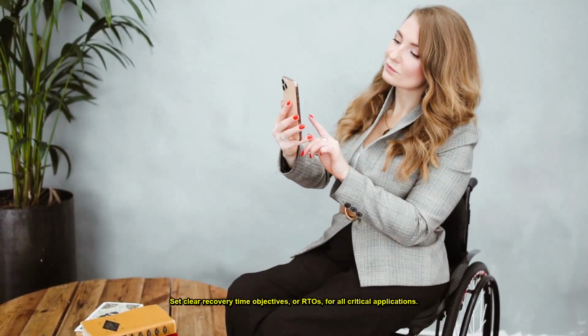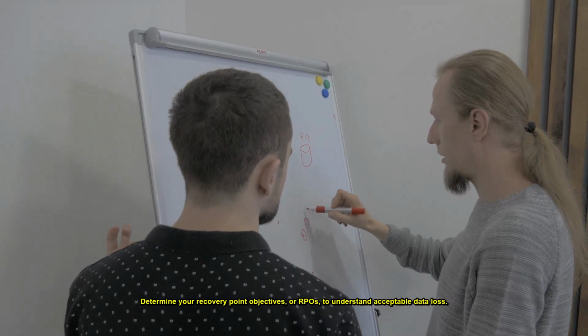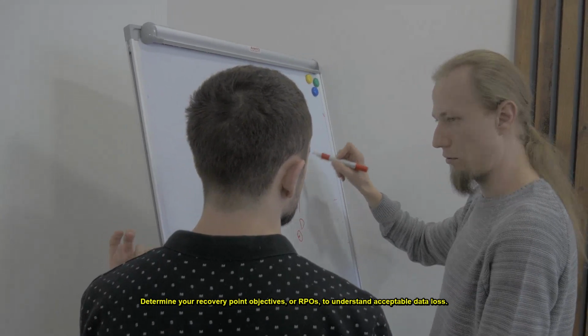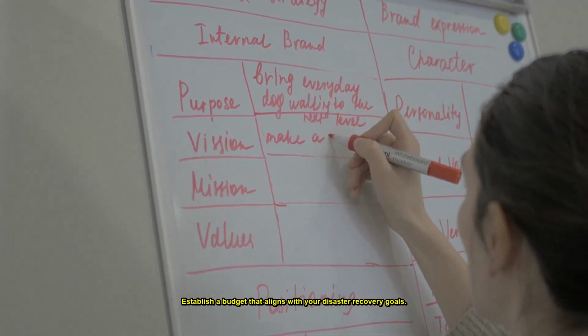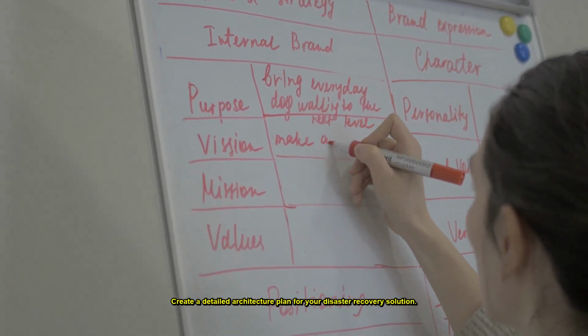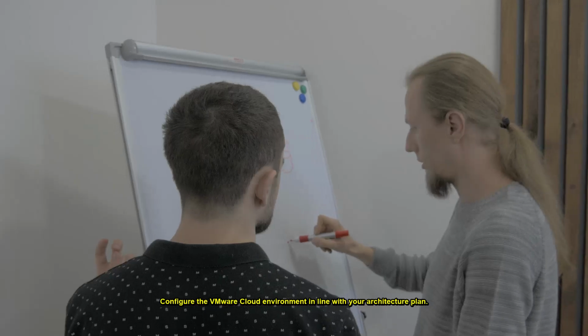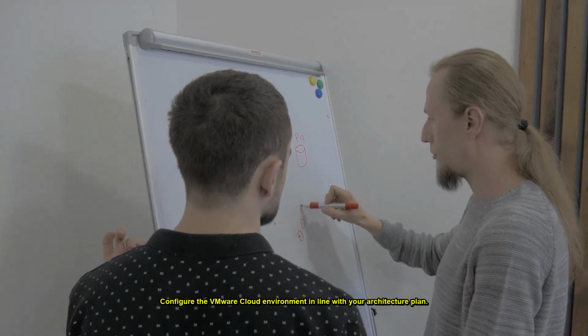Set clear recovery time objectives. Determine your recovery point objectives, or RPOs, to understand acceptable data loss. Establish a budget that aligns with your disaster recovery goals. Create a detailed architecture plan for your disaster recovery solution. Configure the VMware Cloud environment in line with your architecture plan.